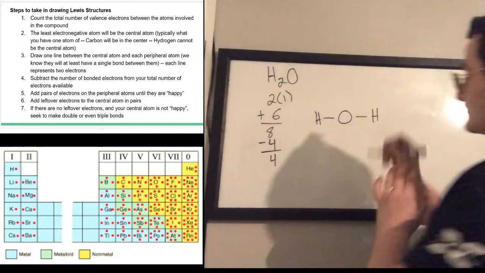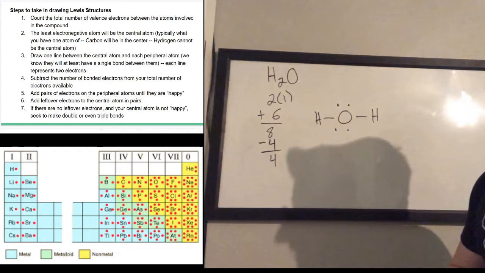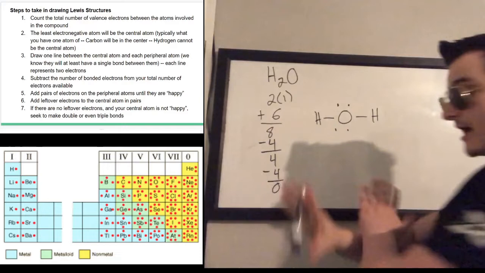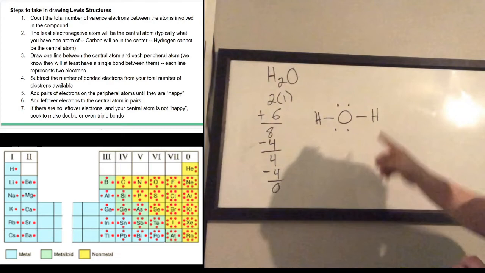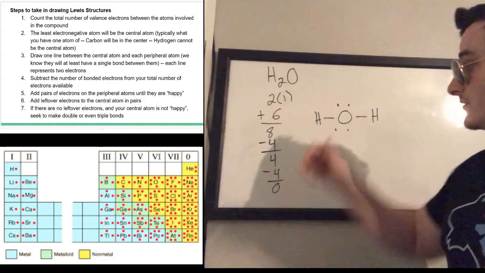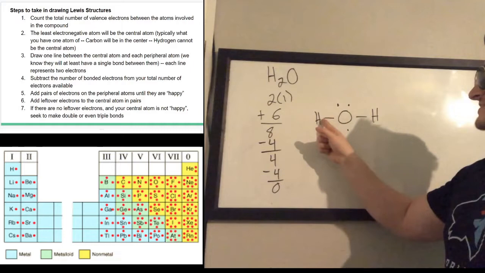One pair, two pairs. I drew four dots, therefore I used four electrons. I've got none left over. Last is just to make sure that everyone is happy. My hydrogens only want two. They only want a line coming out of them. Oxygen wants eight. Well, he's got four dots, one, two, three, four, and he has two lines, five, six, seven, eight. So oxygen has his eight electrons, and oxygen is good to go.